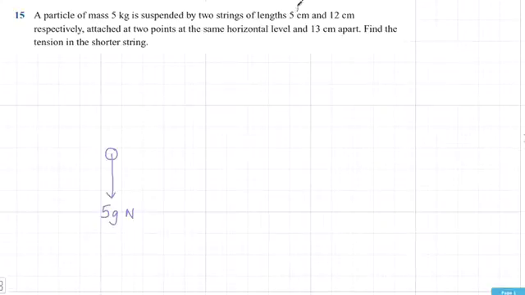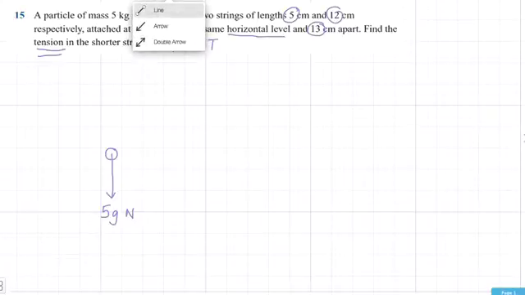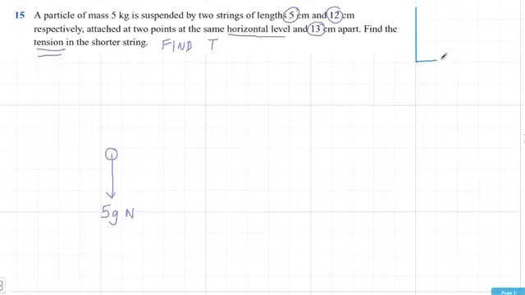Suspended by 2 strings of length 5 and 12, which are attached at 2 points at the same horizontal level, 13 centimeters apart. Find the tension in the shorter string. So we need to find something we're going to call T, newtons, T for tension. Now, these 3 numbers that I've circled, hopefully you've recognized those as something that you've seen before, because those are actually the numbers that are the edges of one of the Pythagorean triples or triad triangles. So the 5, 12, 13 is a right-angled triangle that's formed.